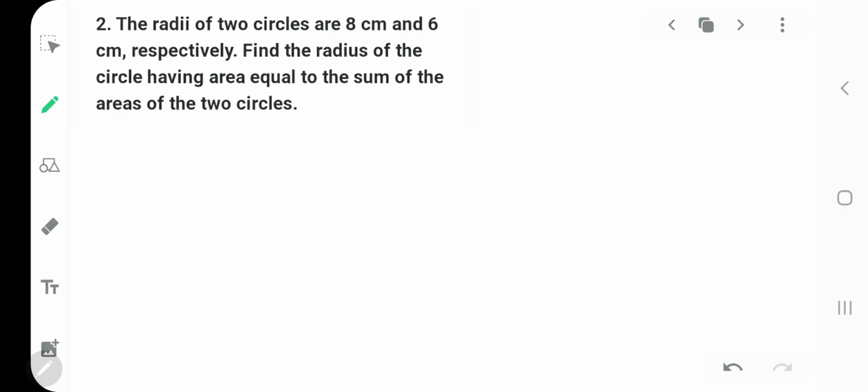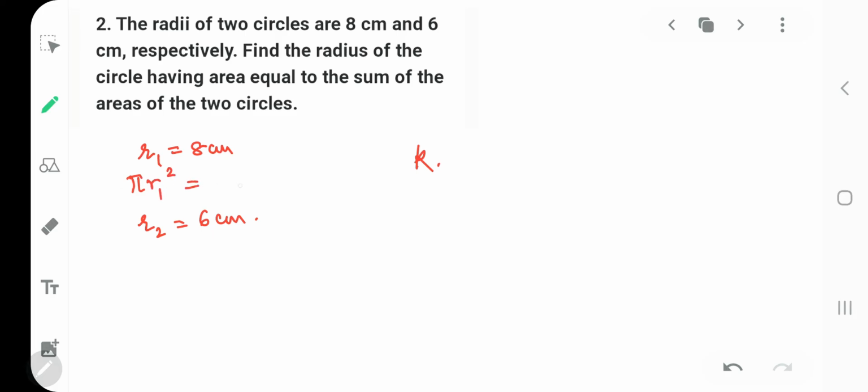Let's see for next. For next we have the radii of two circles are 8 and 6 centimeter. Find the radius of circles having area equal to sum of areas of these two circles. So you have radii of first circle. Can I put it R1? That is 8 centimeter. You have radii of second circle R2, that is 6 centimeter. You have to find the radius of the third new circle whose area is sum of areas of these two circles. So first you have to find area of your first circle.